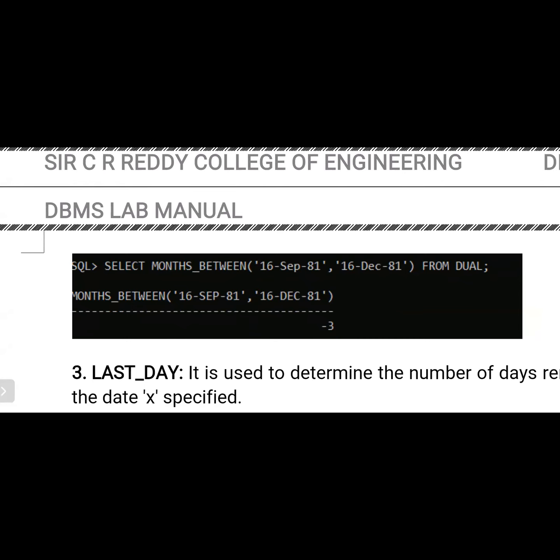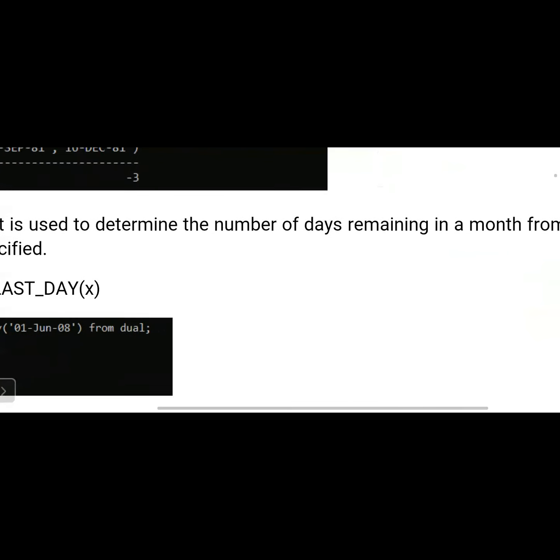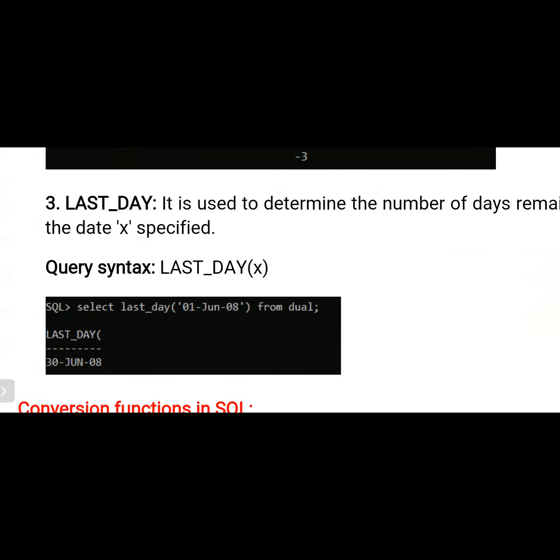Okay. So next, last_day. This function is used to determine the last day of the month of the date specified. So that means what is the last date? For example, we are giving select last_day 1st June 8 from G1. Then it will return the last day. For example, today's date is 10th May 21, select last_day from dual. Then it will return 31st. Why? Because May has 31 days, I think. So 31st May 21. That is the last day.